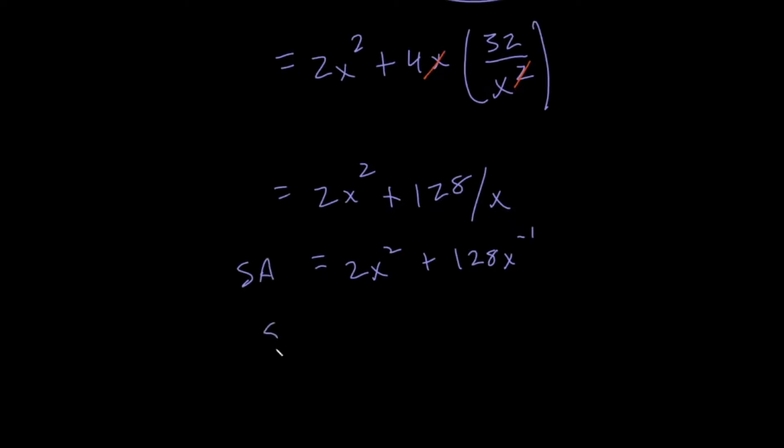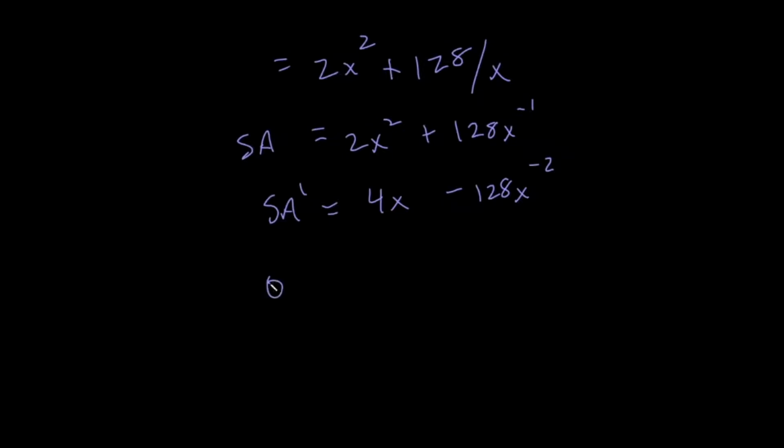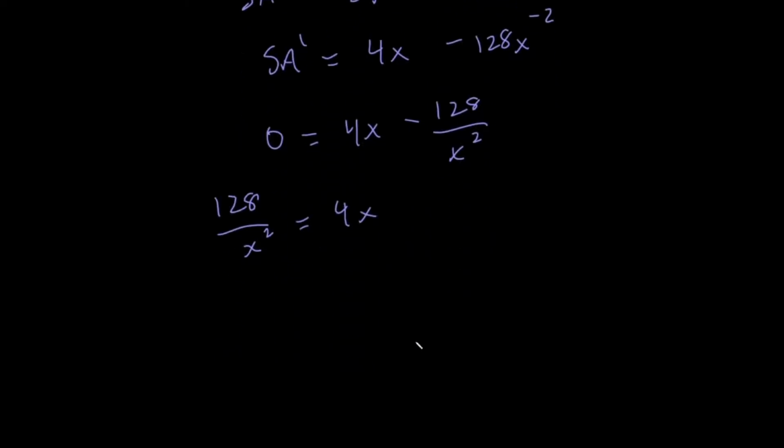And I can differentiate it: 4x minus 128x to the negative 2. And I want to set this equal to 0. I'm going to move this to the left side. 128 over x squared equals 4x. I want to get all the x's in the same place, so I'll multiply this to both sides. 128 equals 4x cubed. Divide both sides by 4. x cubed equals 32. x equals the cube root of 32.